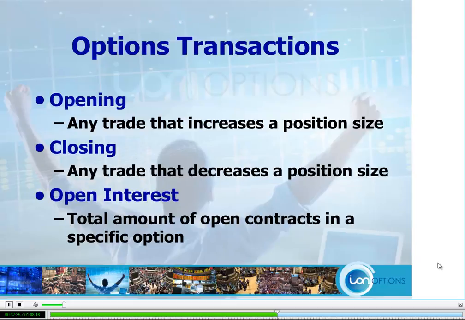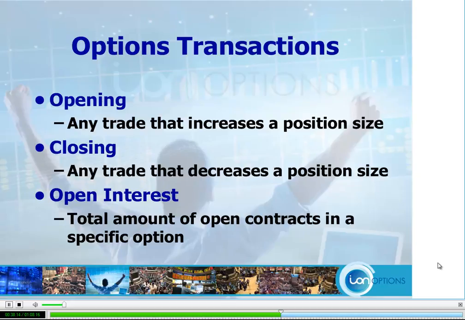If I sell 5 of those a little later, that's going to be a closing trade. Why? Because after I initiated my position, I added to it. Both of them were opening trades because it's increasing a position size. Then I sold some. When I sold some of the ones I owned, I decreased my position size. Closing transactions are any trade that decreases the size of your position.